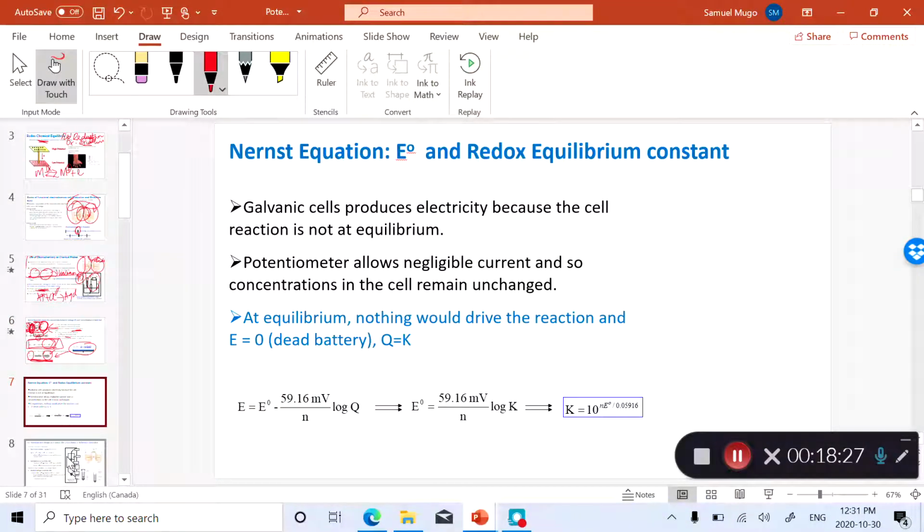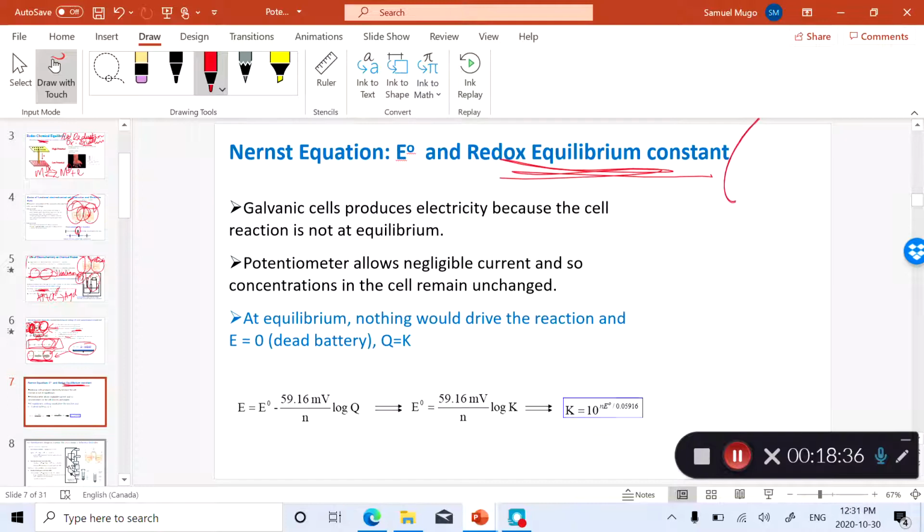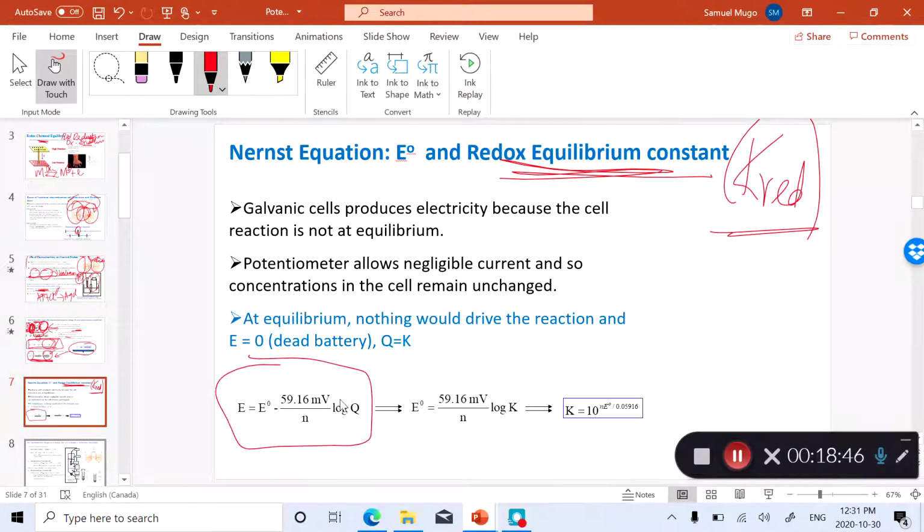Now, remember, the Nernst equation can also give you the redox equilibrium constant, the K redox. It can give you that. And again, based on the Nernst equation, I think you've already seen this reaction. If we wait for the battery, the galvanic cell, to actually die, at that point we say the reaction is at an equilibrium. Because the same electrons being generated during the oxidation are being consumed.